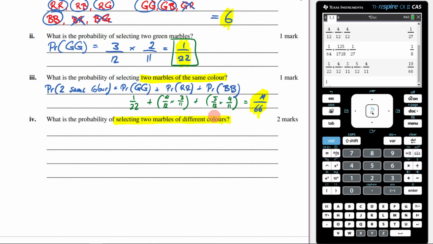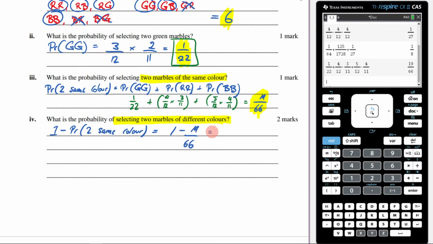Selecting two of the same color. What's the opposite of selecting two of the same color? Well, it's going to be selecting two marbles of different colors. There are no other options here. So that means to answer this question, all we're going to do is say it is 1 minus the probability of two of the same color. So it's going to be 1 minus 19 on 66.